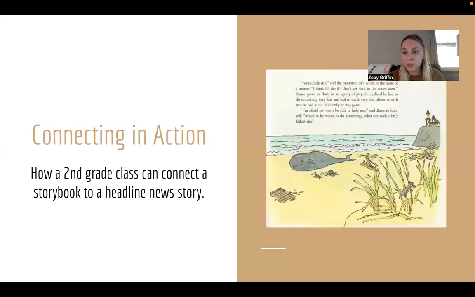So I thought it was important to include this example. This was actually in the reading. I just wanted to dive deeper into it. A second grade class is reading a book called Amos and Boris, which is about a whale and a mouse, as seen in this picture.